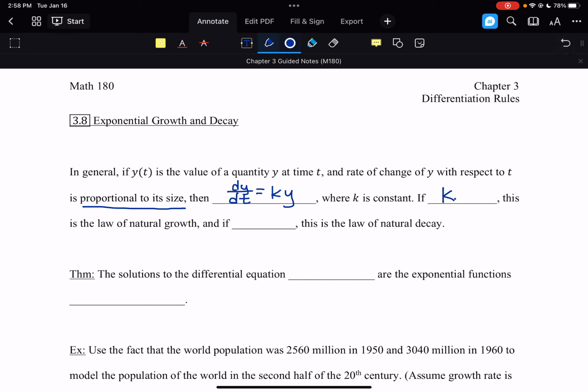If k is greater than 0, so we're dealing with a positive constant, this is the law of natural growth. And if k is less than 0, or negative, this is the law of natural decay. So looking at exponential growth versus exponential decay is just a matter of a population growing in size or a population shrinking, but still in an exponential way.